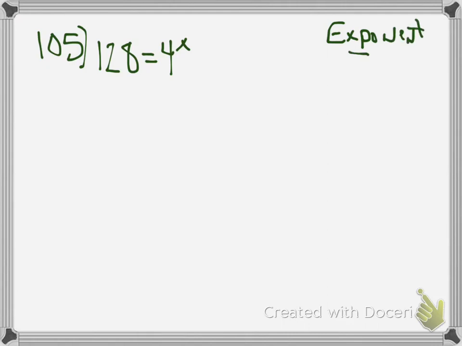Okay, so let's keep going on number 105. We've got 128 equals 4 to the x. This is, again, one of those types where you would have to use your exponent table.